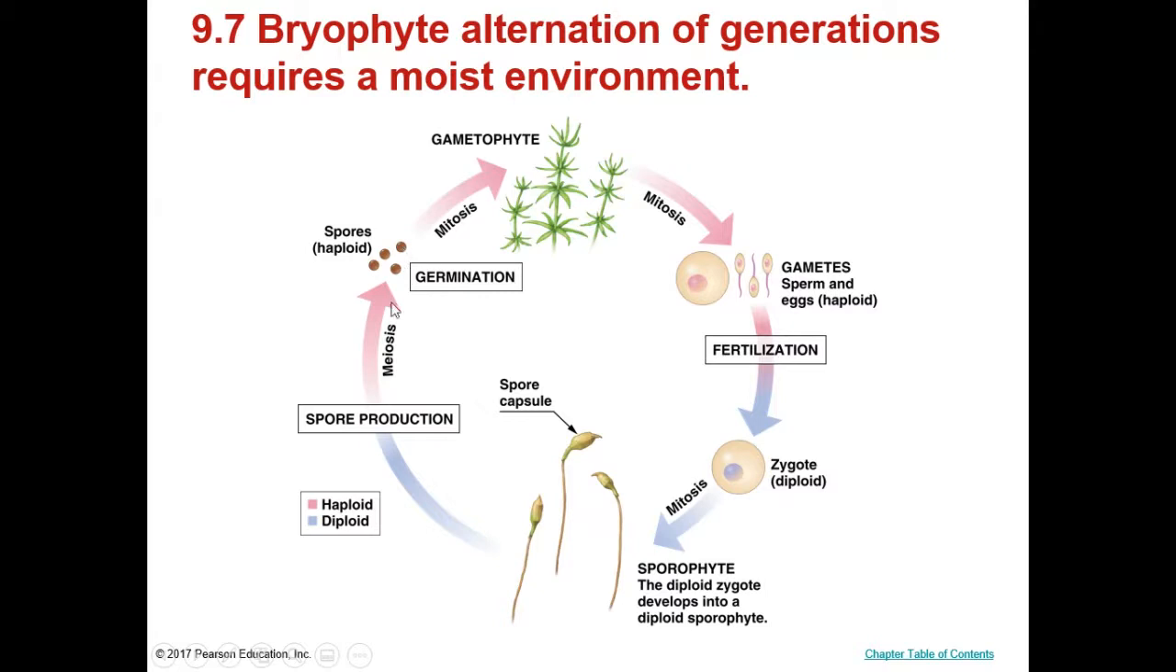And throughout this stage right here, you're looking at a diploid stage of that plant. So now, after sperm and egg are produced and there's fertilization, then the diploid stage takes place, and that is called the sporophyte. Okay, so sporophyte is diploid, gametophyte is haploid.